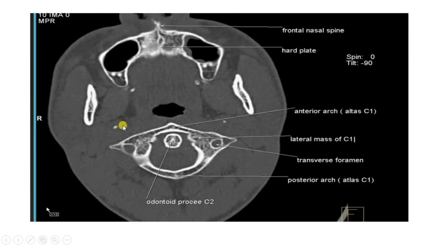both condyles, and the hard palate is shown here in this view, and this is hard palate, maxillary sinuses, and this is mandible, and these are the muscles that are appreciated here, the masseter muscle, medial pterygoid muscle, and this is temporalis muscle, and this is vertebra.